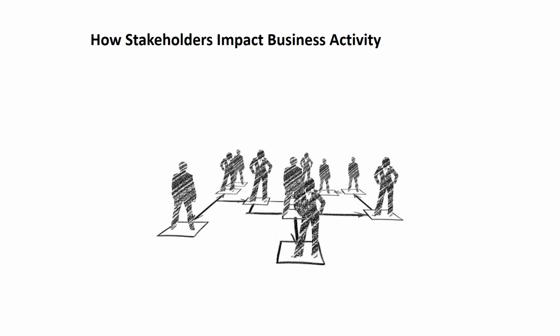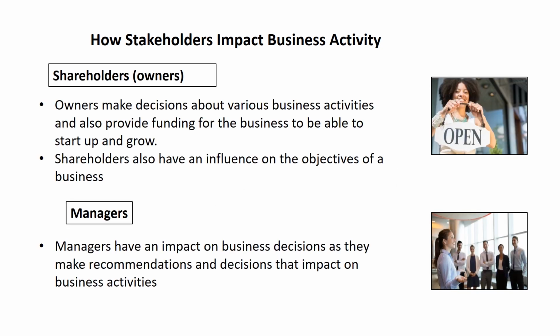All stakeholder groups will have an impact on a business. However, some will have more of an impact than others, which means they will have more power and influence on the activities of a business. Shareholders and owners. Owners have the most impact as they make decisions about various business activities and also provide funding for the business to be able to start up and grow. Shareholders also have an influence on the objectives of a business.